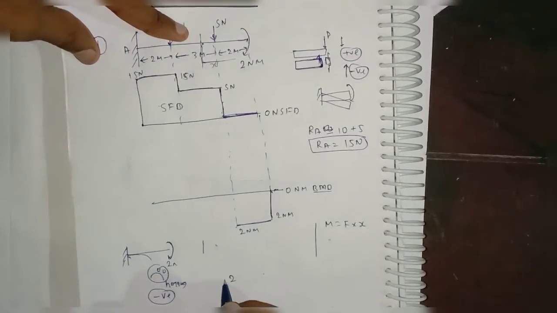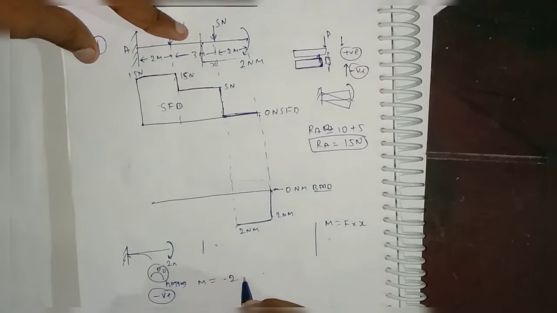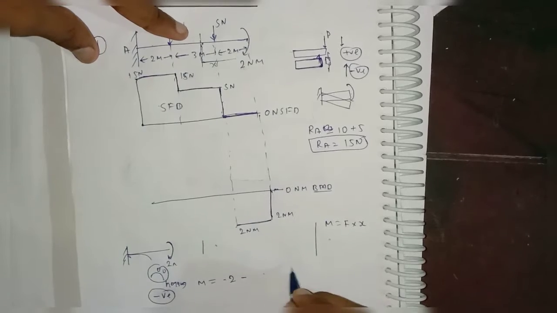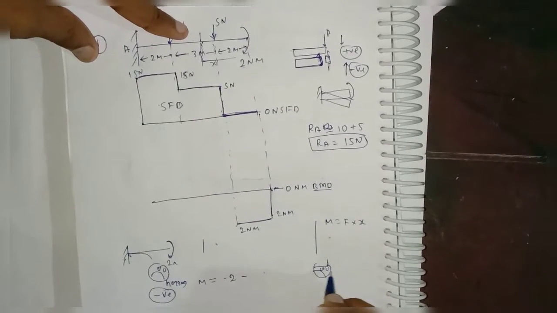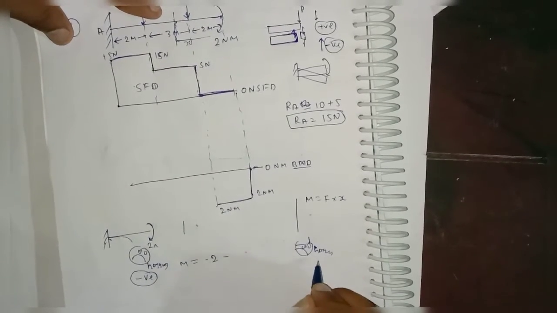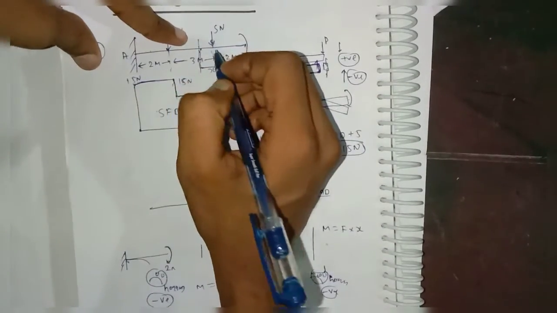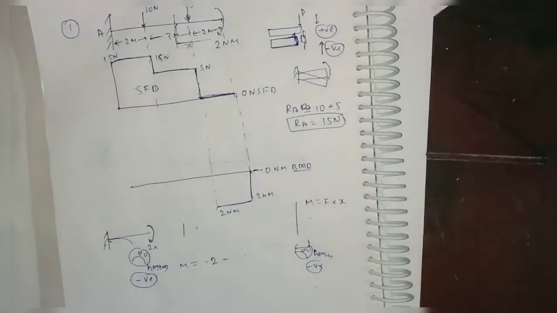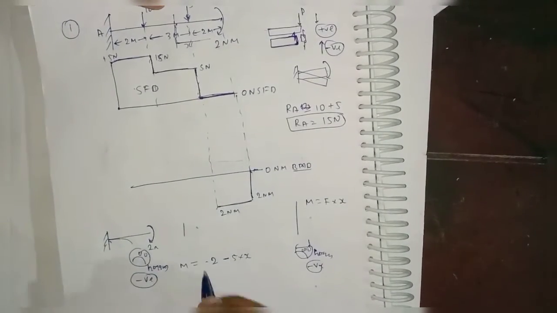Suppose this is 2 Newton, directly, so we can write directly, and this 5, so minus. Due to this point load also, suppose this is your load, this is also feeling sagging only, right? This is also, sorry, hogging. So in case of hogging, we have to consider negative. So in this case also, we have to draw in the negative direction only, right? So minus, and this 5 into x, right?